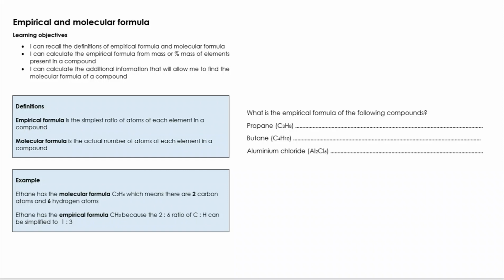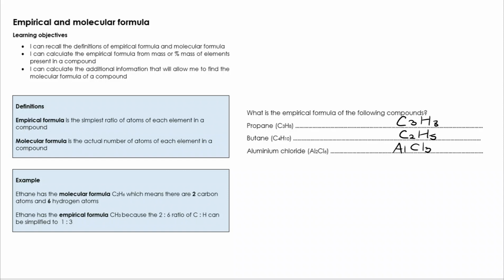So in the first one, I've got a ratio of 3 to 8. Propane, it cannot be simplified, so we have C3H8. Butane, however, we've got C4H10. 4 and 10 are both divisible by 2, so the empirical formula, the simplest ratio, is C2H5. And aluminium chloride, Al2Cl6. Both of those numbers are also divisible by 2, so that goes down to AlCl3.